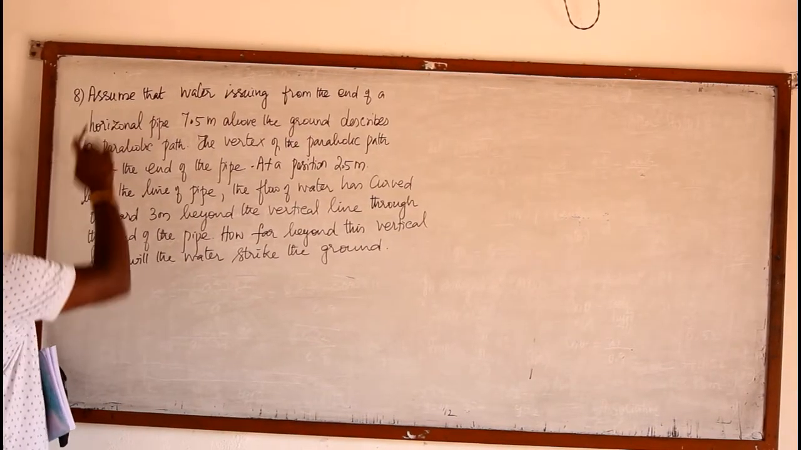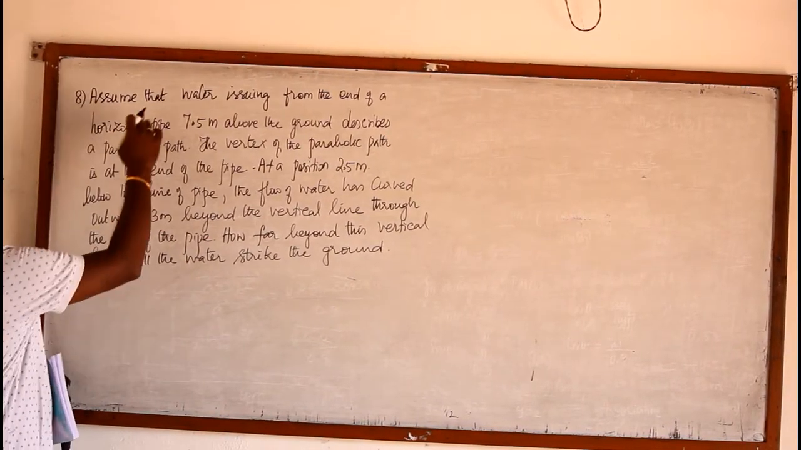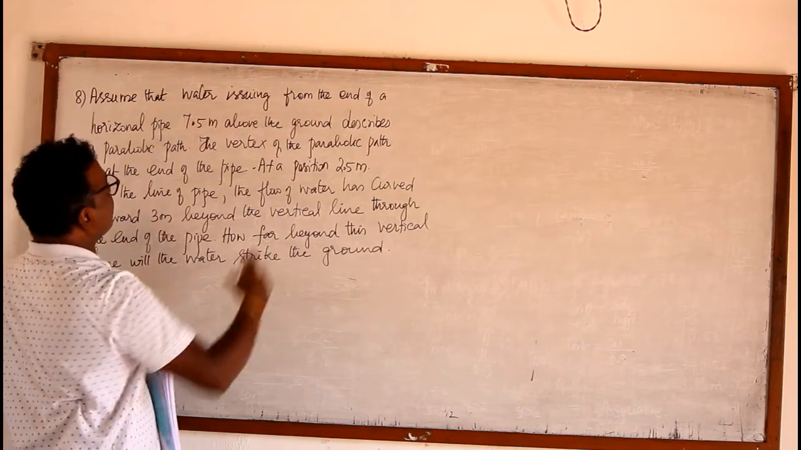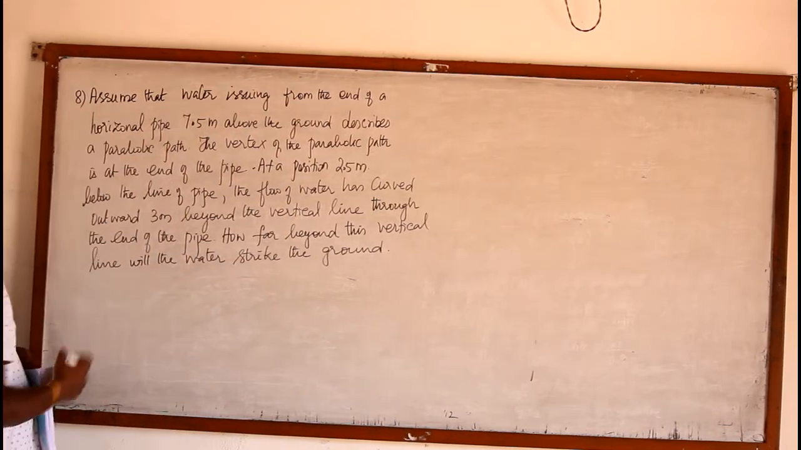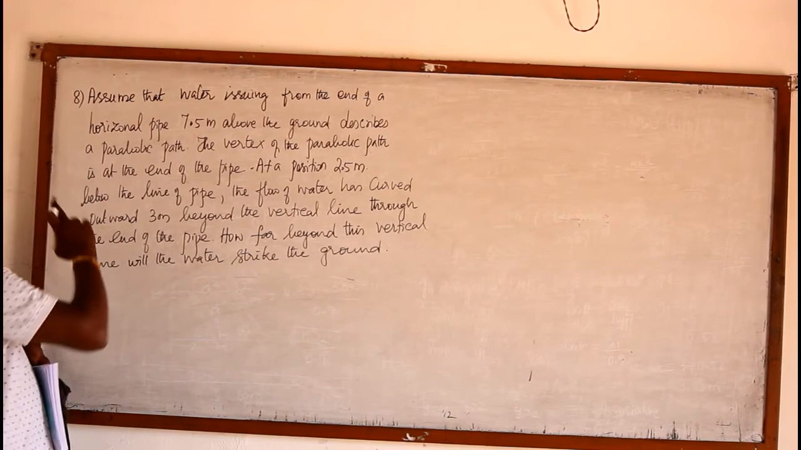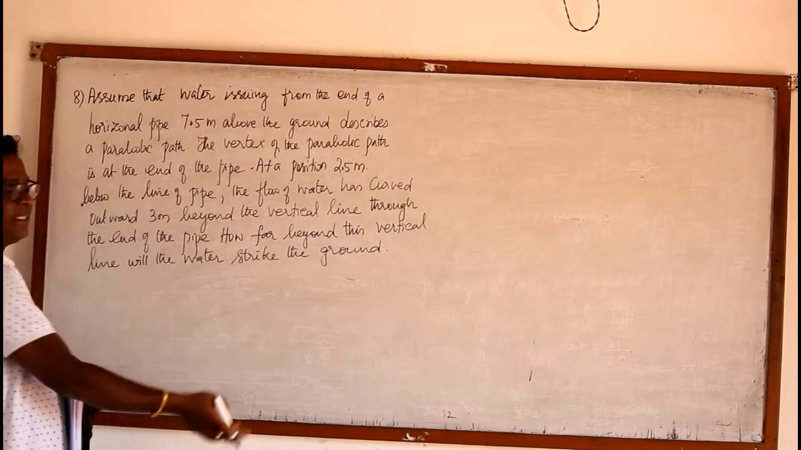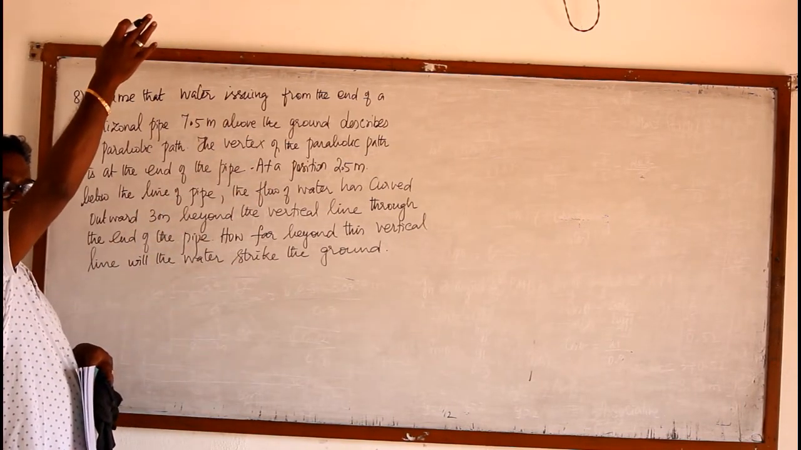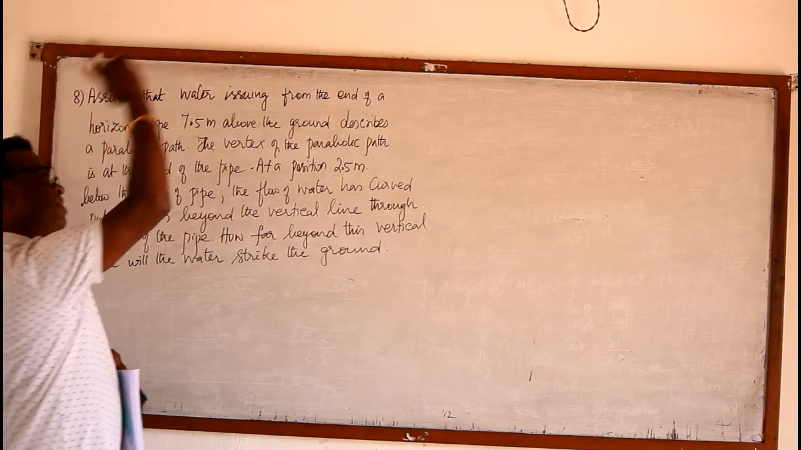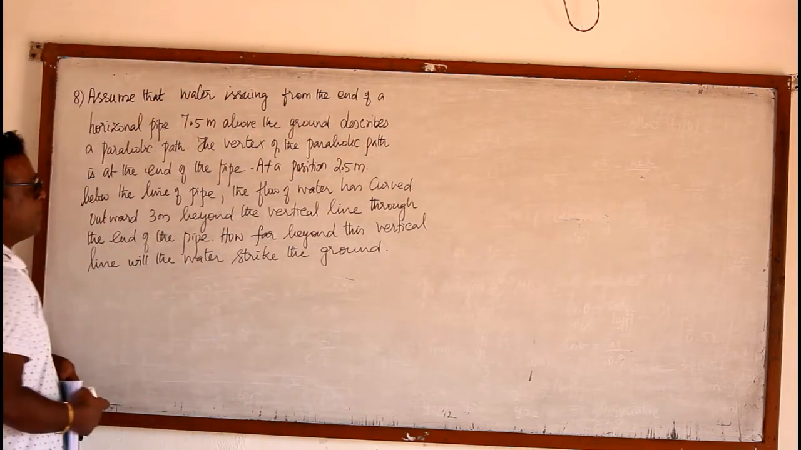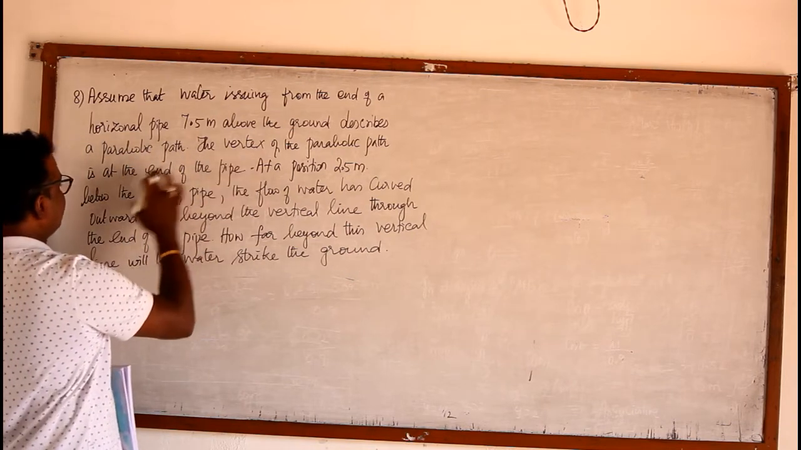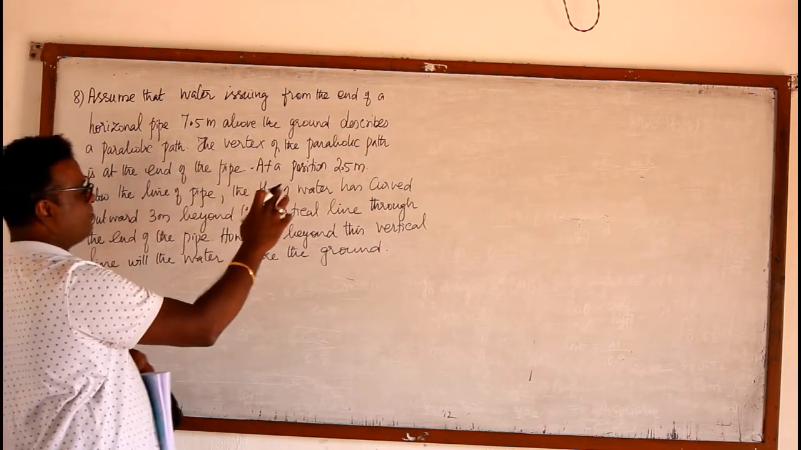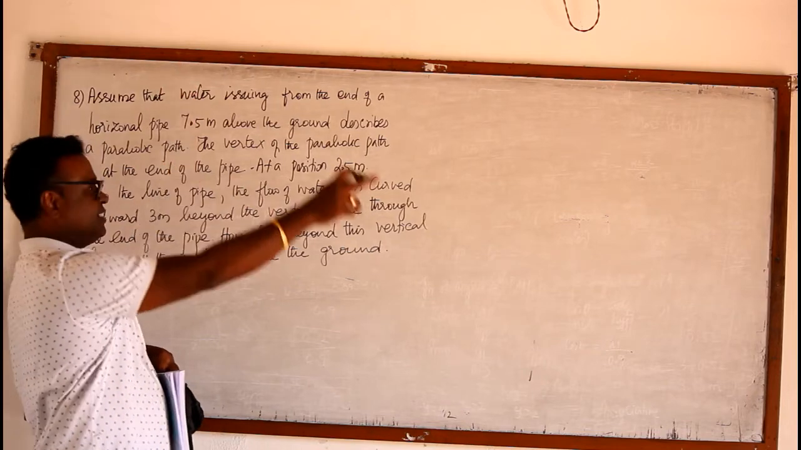Now we shall go to the next problem, the 8th problem. Assume that water issuing from the end of a horizontal pipe 7.5 meter above the ground describes a parabolic path. Understand there is a pipe 7.5 meter from the ground and water is flowing from that pipe in a parabolic path. The vertex of the parabolic path is at the end of the pipe. So the pipe end is the vertex.